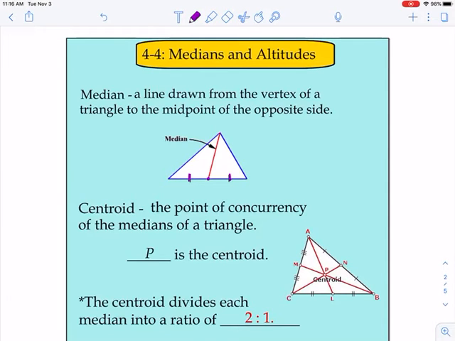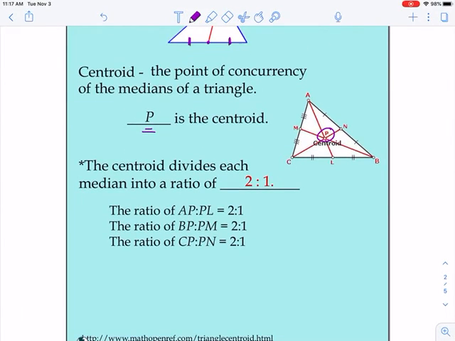Okay, so a centroid is the point of concurrency of the medians of the triangle. So again, if you draw all three medians, the point where they intersect, in this case, would be P, and P is what's called your centroid. And the thing that's special about your centroid is that it divides each median into the ratio of 2 to 1. So with relation to this picture, the ratio of AP to PL, the ratio of here to here, is going to be 2 to 1.